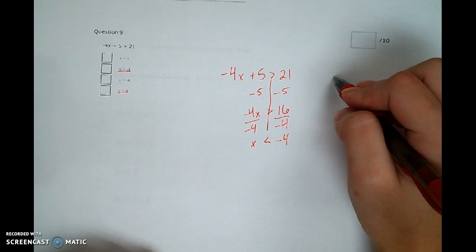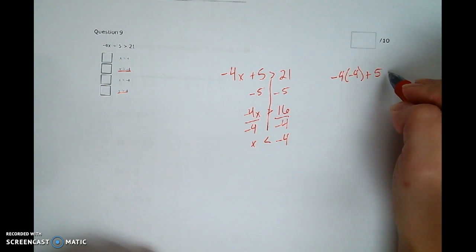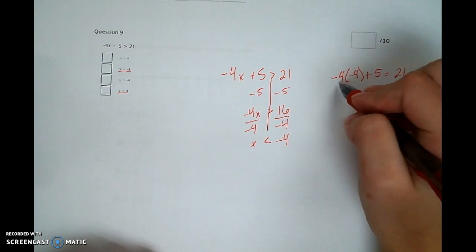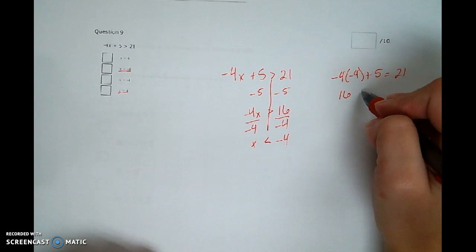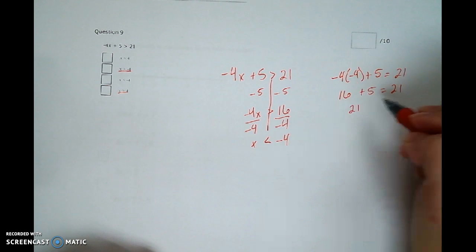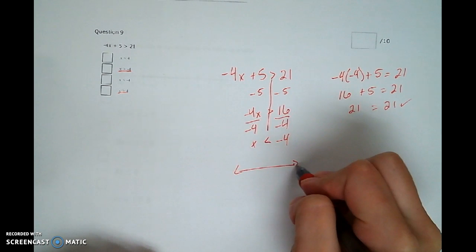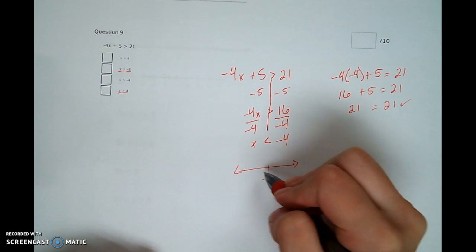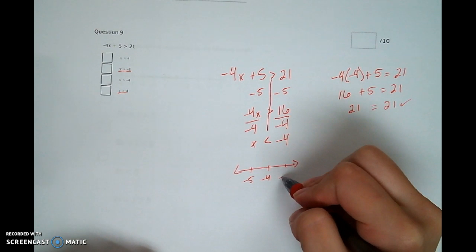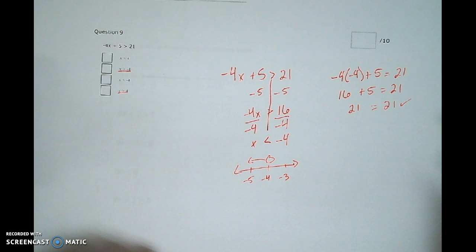Let's check it. So first, to check my number, I have -4 times -4 plus 5, I hope equals 21. -4 times -4 gives me a positive 16 plus 5, I hope equals 21. And I know 16 plus 5 is 21. So my number part is correct. Now I want to check my inequality. So here I have -4, -5, and -3. I have an open circle, and it's pointing to the left. In this case, 0 is not one of my solutions, so I cannot use that. So I'm going to use -5 here.